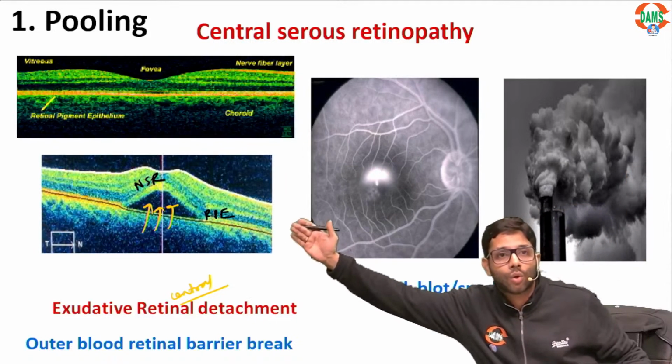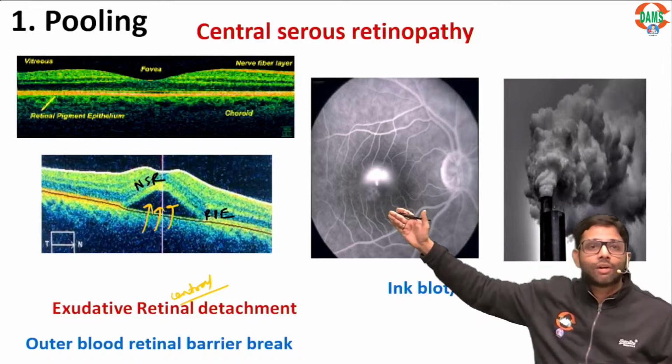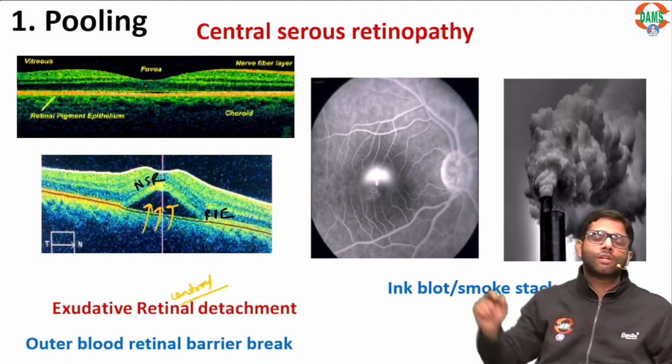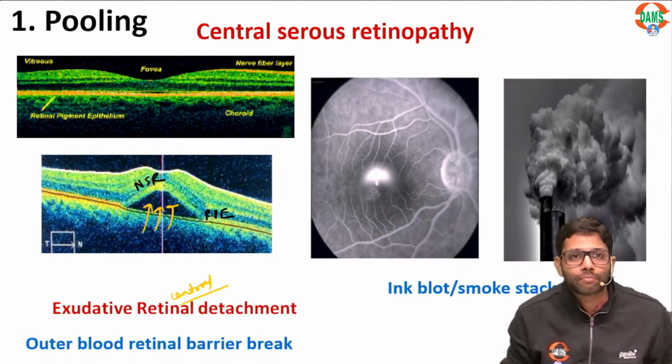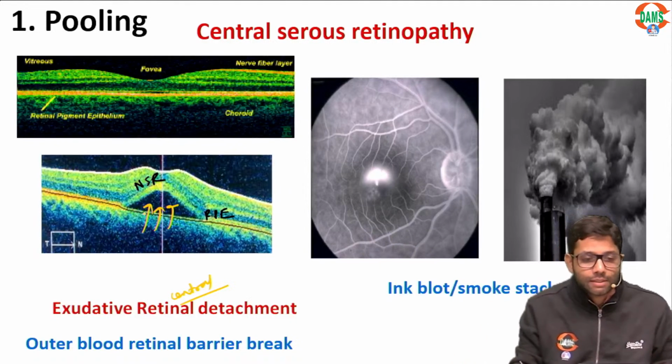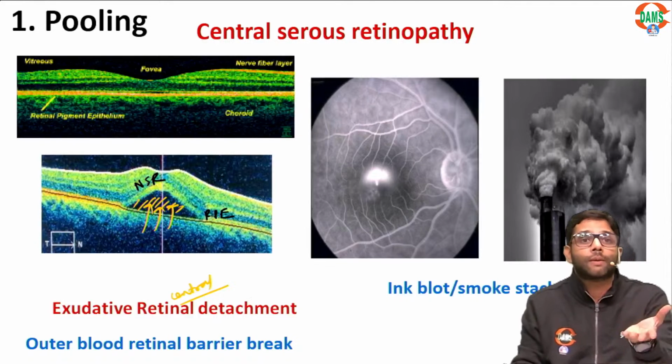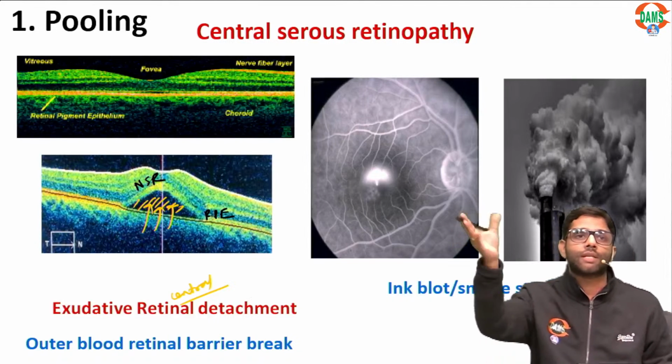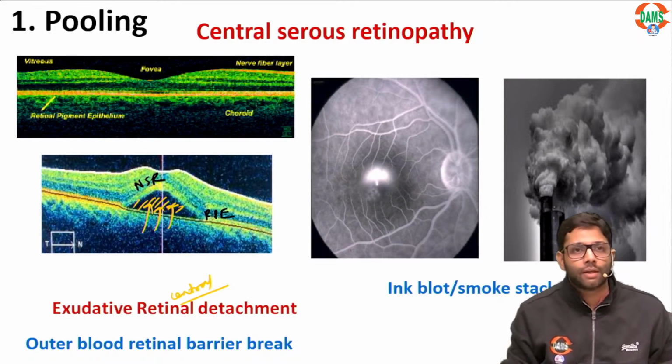Structure is seen on OCT. Break of the outer barrier is observed on angiography. CSR is an example of pooling of the dye. Pooling means it is pooling into some space. That is hyperfluorescence. First example, clinical application.